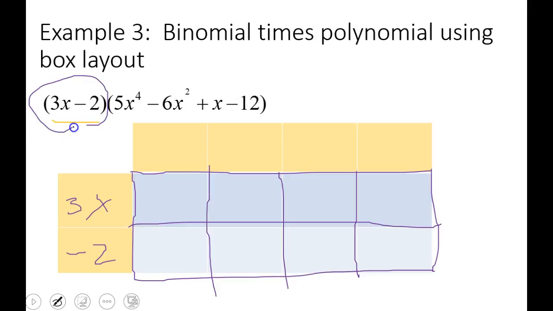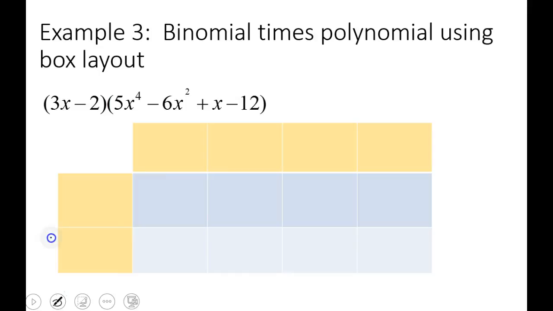There's my first thing I'm going to multiply. Okay, and then above, 5x to the 4th. I'm going to erase this because it's going to get busy, but you get the idea. So I'm going to write the 3x minus 2. Oh, sorry, I messed that up.